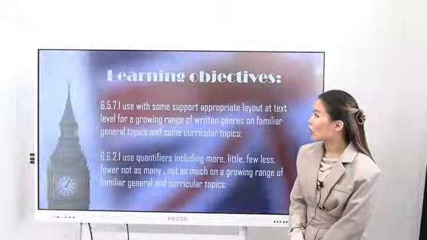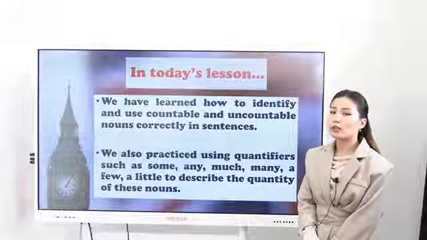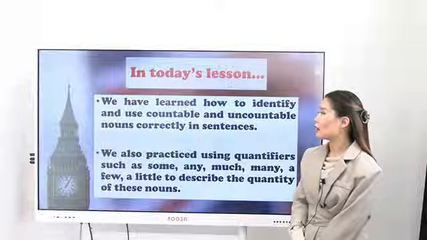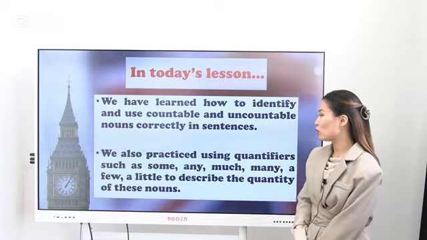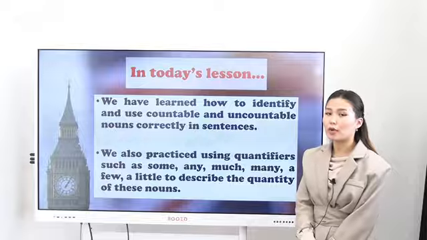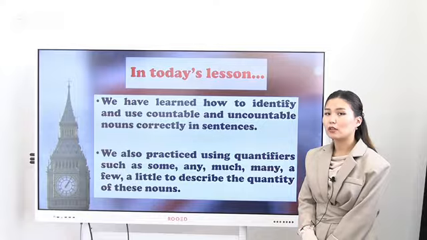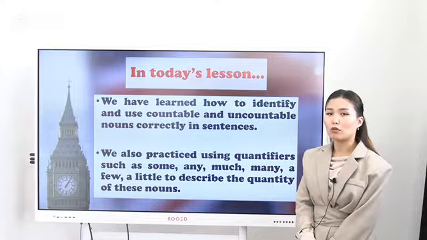According to learning objectives, in today's lesson we have learned how to identify and use countable and uncountable nouns in sentences, and we also practiced using quantifiers such as some, any, many, a little, few, much to describe the quantity of the nouns.